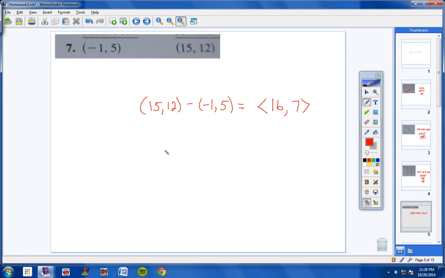All right, and let me grab my calculator here. The magnitude would be 16 squared, I guess I should turn my calculator on first. 16 squared is 256 plus 7 squared is 49. And so we would have the square root of 305. The square root of 305 is the magnitude, okay? Moving on to number 9.